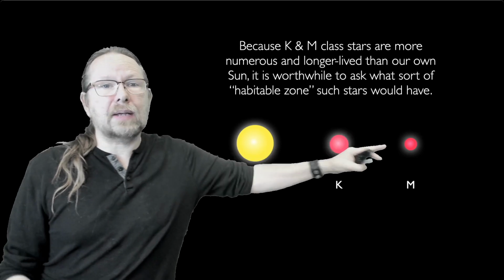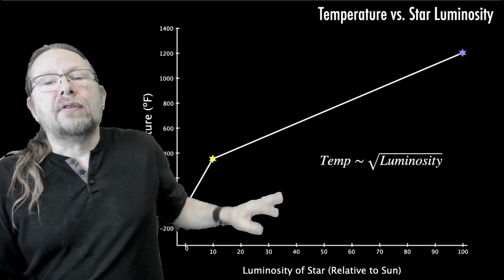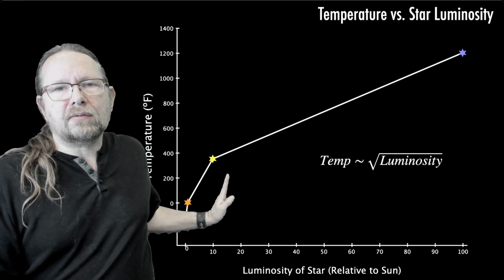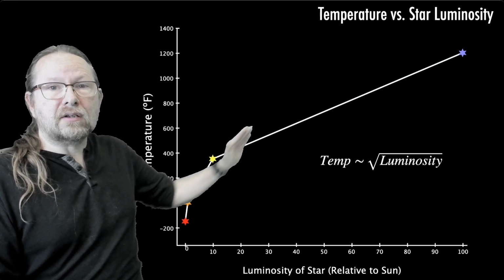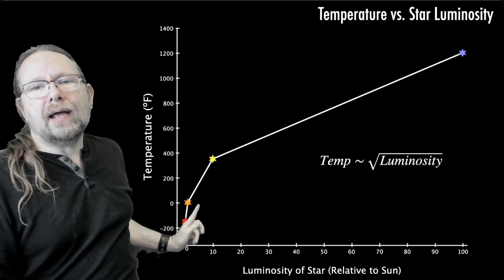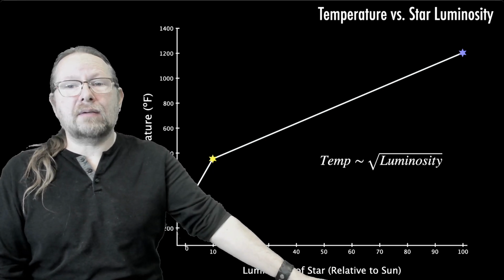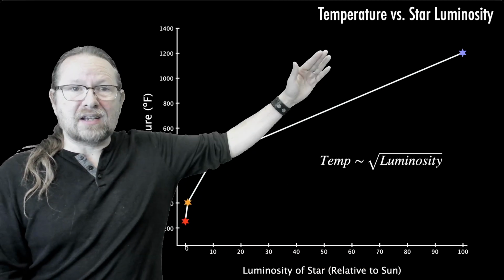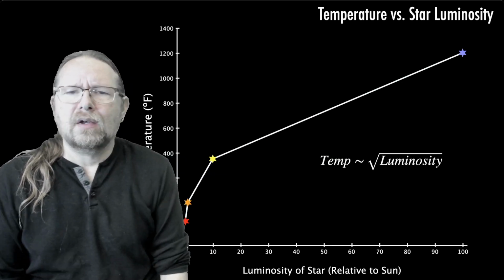Obviously, a K star or an M star will have a habitable zone that's closer to the star. How much closer? The temperature of a star is not linearly dependent on its luminosity. It's actually roughly dependent on the square root. So if the brightness of a star is 100 times more, the temperature is not 100 times more. It's only 10 times more.